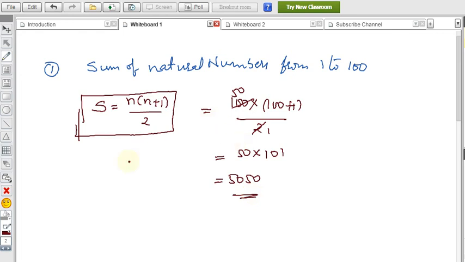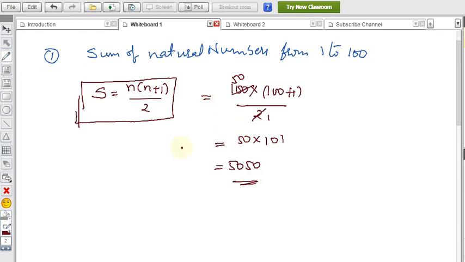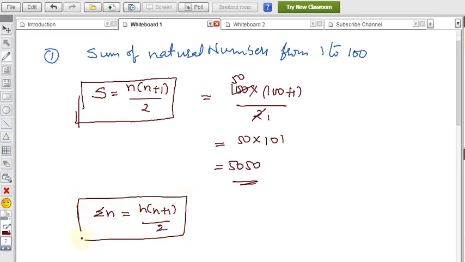So this is the sigma n formula. In intermediate you'll learn this. Sigma n is the sum of the natural numbers, that is equal to n into n plus 1 by 2. This is the formula we can use for finding the sum of natural numbers starting from 1.